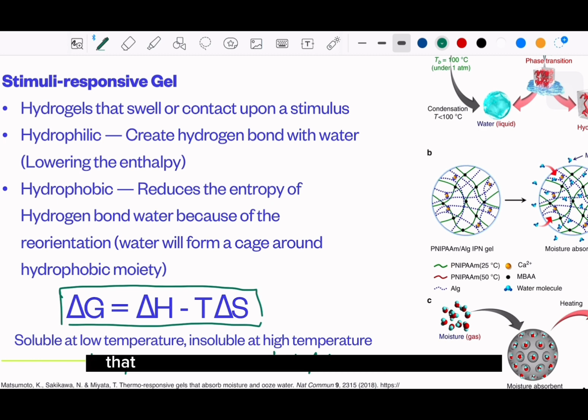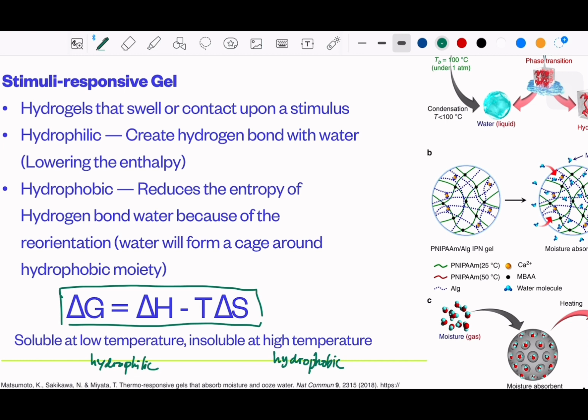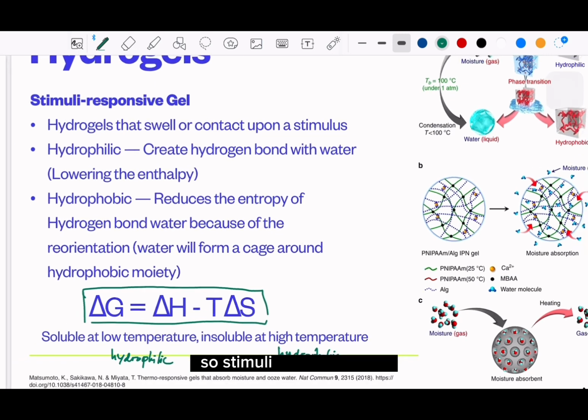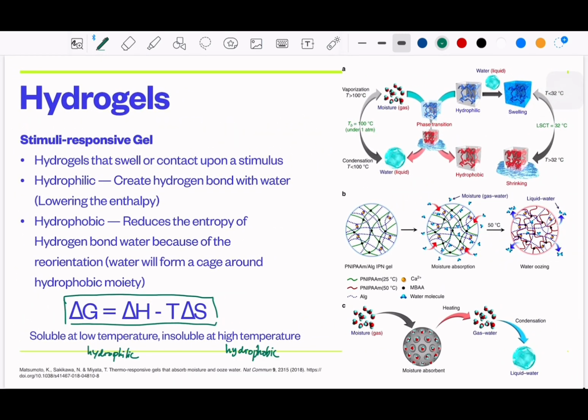From this thermodynamics, this is what we call the thermal responsive gel. Because gel can also be responsive to light. It depends on the sensor. You can have a sensor for temperature, a sensor for light, or a sensor for distance, or maybe a sensor for sound. You can adjust that. So this is stimuli responsive gel, in more general terms.